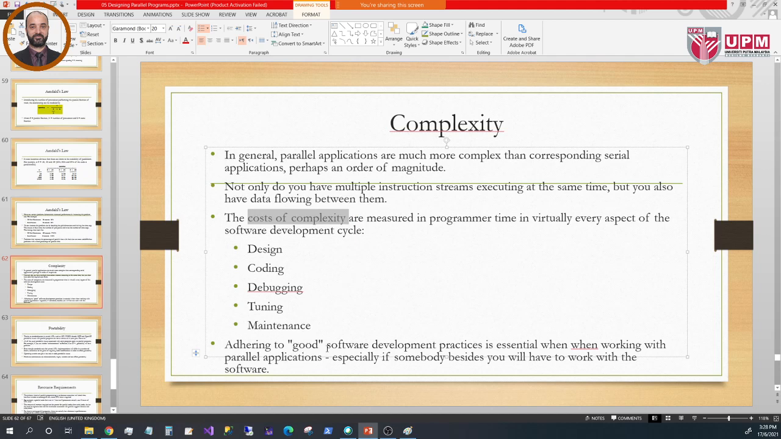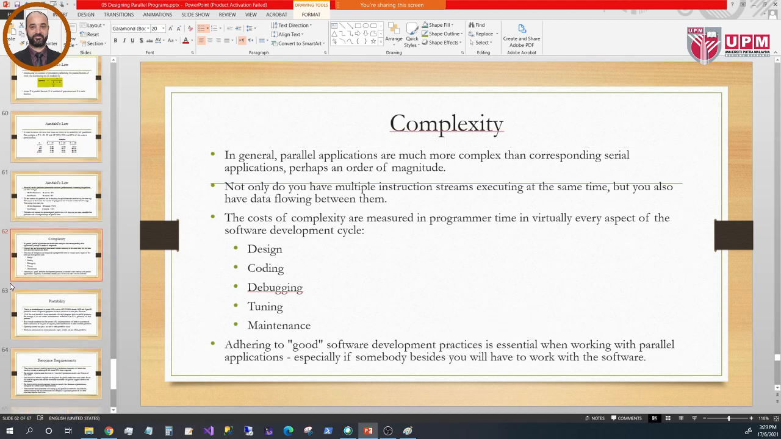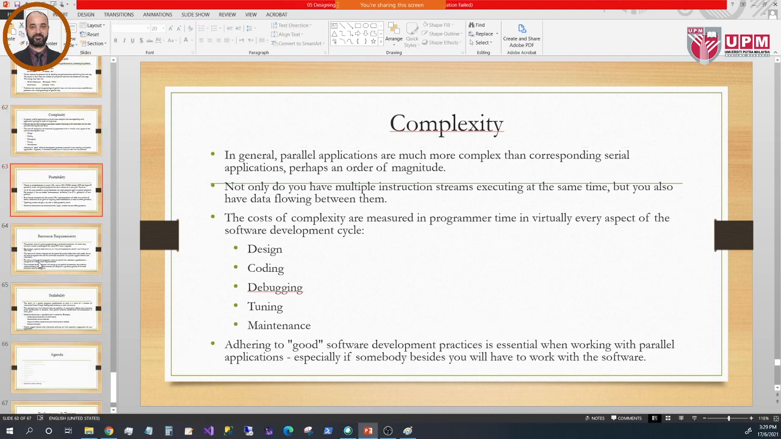Okay, adhering to good software development practices is essential when working with parallel applications, especially if somebody besides you will have to work with the software. This is very common actually. So they said you have to use the best practices and so on. Okay, it's a kind of advice.